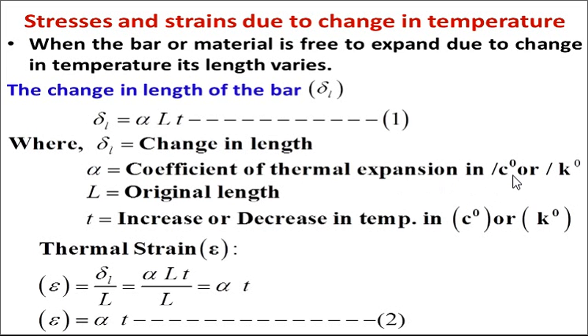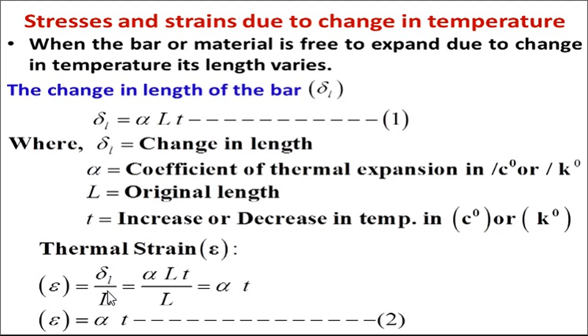That may be in per degree Celsius or per degree Kelvin. Kelvin and degree Celsius are the units of temperature, where L is the original length and T is the increase or decrease in temperature. If a decrease in temperature is recorded, this value will be negative. Negative indicates contraction.